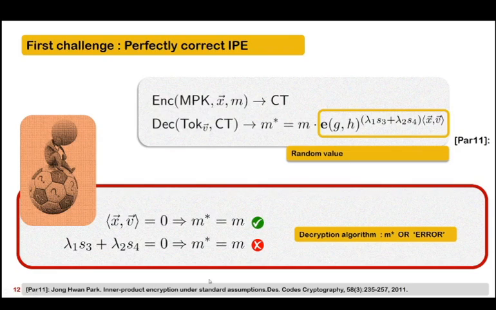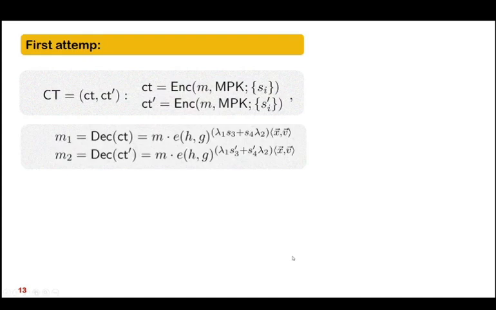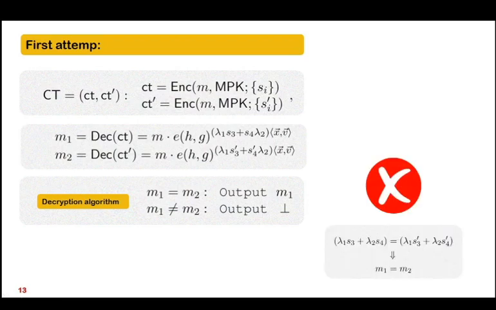The first attempt would be the following. Generate two ciphertexts, CT and CT prime, with two independent random values. Decrypt both ciphertexts to get M1 and M2. Output M1 if M1 is equal to M2 and accept the result, or if M1 is not equal to M2, output the error. But this is not working, because regardless of the inner product of X and V, if these two random values are equal to each other, then M1 is equal to M2. So in this scenario, we would have more serious issues.